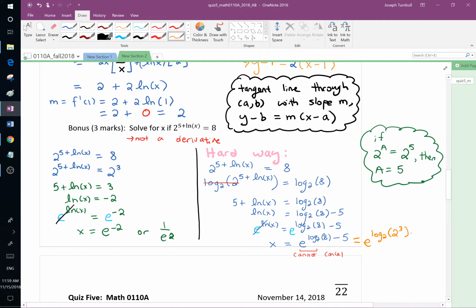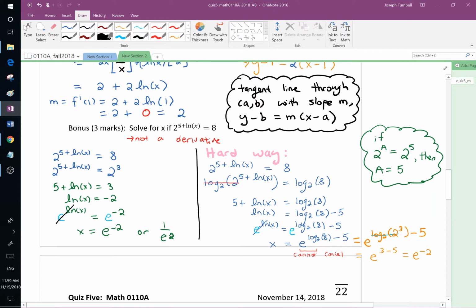Now you can cancel log base 2 of 2 to the power, that's perfectly fine to cancel out. That's legal. So e to the 3 minus 5, also e to the negative 2.